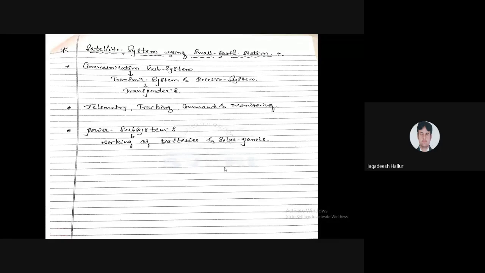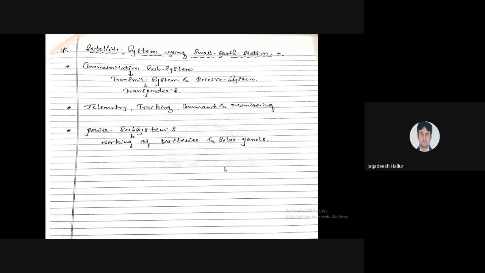In this communication subsystem, we require two systems: one is the transmit system, one is the receive system. The transmit system is to transmit the signal, and the receive system is to receive the signal. All the processing is done in the transponder itself, to change the frequency, do the modification, and send it back to the receiver antenna. That is the function of the communication subsystem.